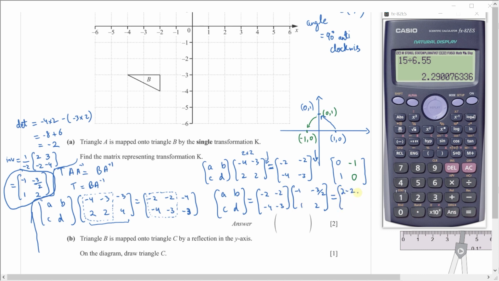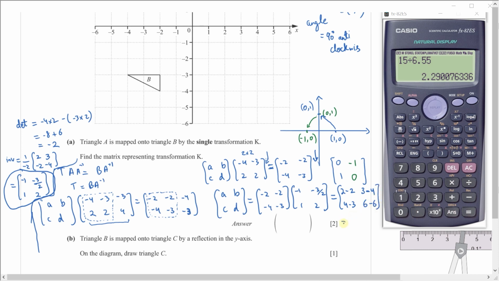So let me write it down here first. 2 minus 2, and then -2 multiplied by -3 by 2 will give me +3. And then -2 into 2 will give me -4. So 3 minus 4. Then this row multiplied by this column will give me 4 minus 3. And then this -4 multiplied by -3 by 2. So this 2 will cancel out with this 4. This will become -2. -2 into -3 is +6. And then -3 times 2 is -6.